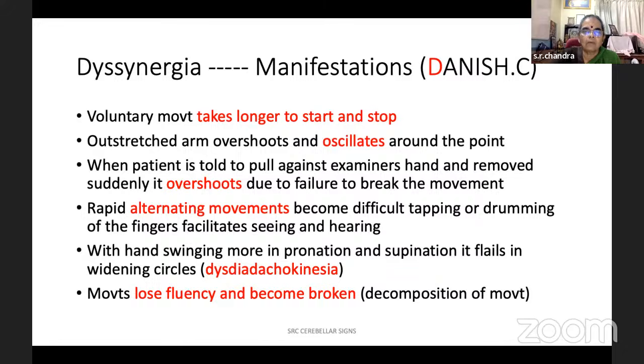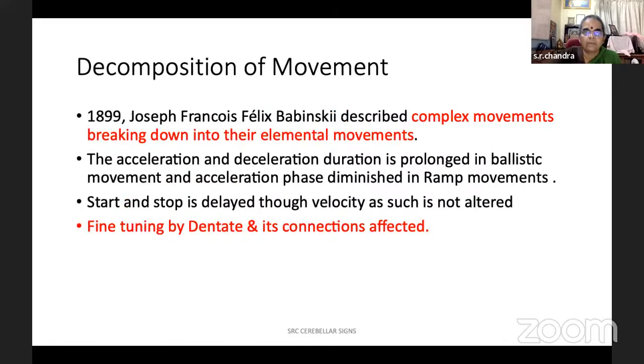So under D, we have dysdiadochokinesia, dysenergia, dysmetria, and decompositional movement. So the D will manifest as dysenergia, dysdiadochokinesia, decompositional movement, and all these come under the D.